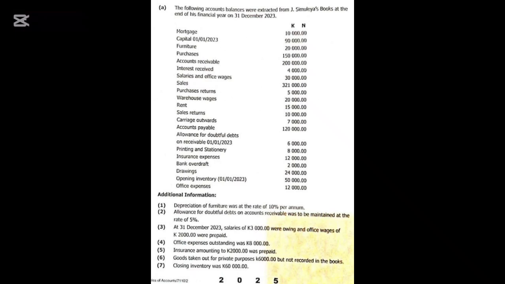So we go to the opening inventory. The word which they have used here is inventory instead of opening stock. So take note that inventory and opening stock are one and the same thing. It is just another term which is used in accounting. Inventory, which is 50,000, we write 50,000 there.